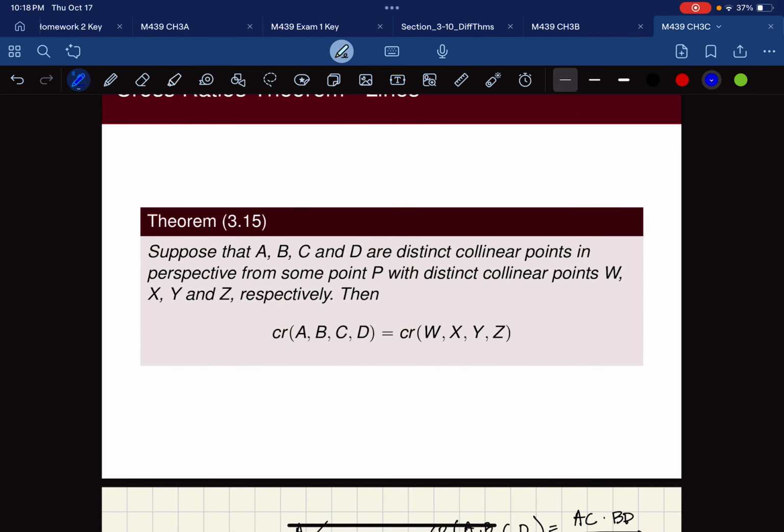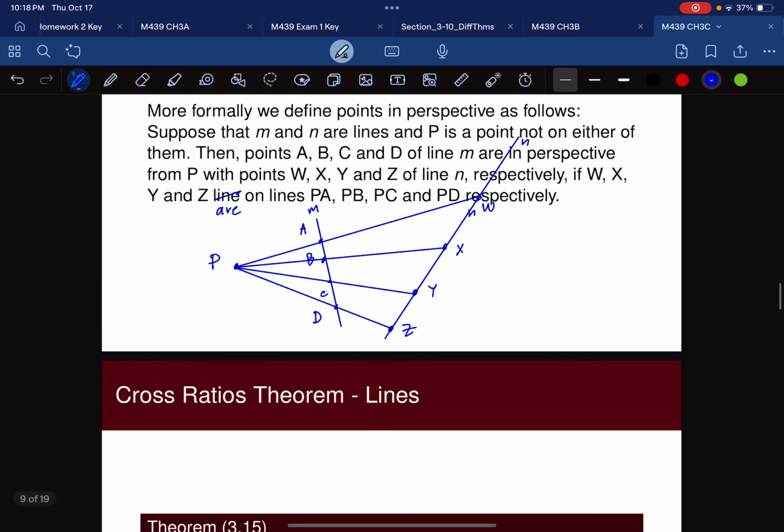So the big theorem of this chapter is this: suppose that A, B, C, and D are distinct collinear points in perspective from some point P with distinct collinear points W, X, Y, and Z respectively, then the two cross ratios are actually equal. And that's pretty astounding, right? These points A, B, C, and D are spaced completely different than these points W, X, Y, and Z on their respective lines, but in effect, we can think of them as the same in terms of this special number called the cross ratio.